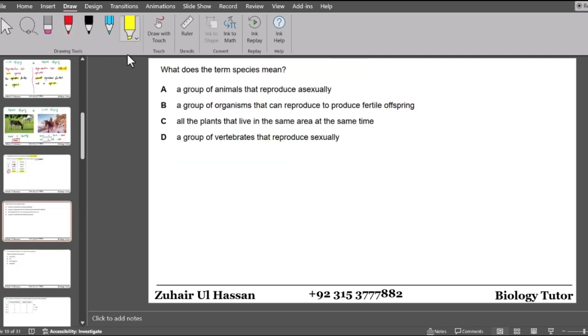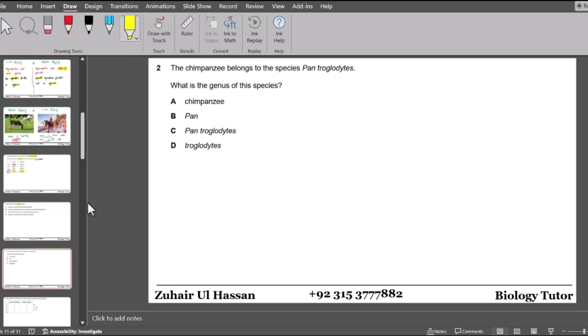What does the term species mean? When you are performing past paper questions, you can find a lot of MCQs regarding the description of species with different statements. So in this question, B is the right option: a group of organisms that can reproduce to produce fertile offspring. You can also pause the video and try to solve the questions by yourself, and then resume the video again and check whether you have got the right answer or not.